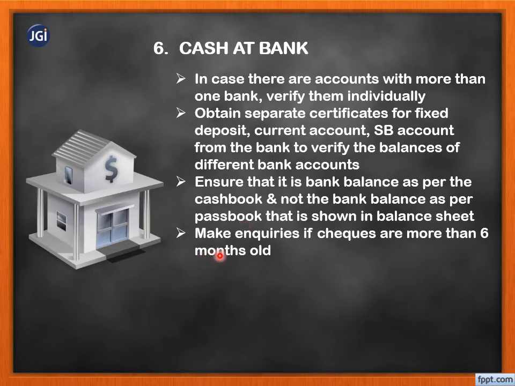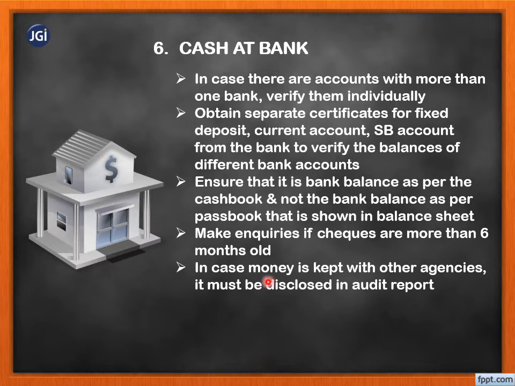If some of the checks are more than 6 months old, then the auditor should make some enquiries. In case money is kept with other agencies, say agencies other than the scheduled banks, the nature of interest, if any, of a director or his relative in each of these agencies should be disclosed by the auditor in his audit report.